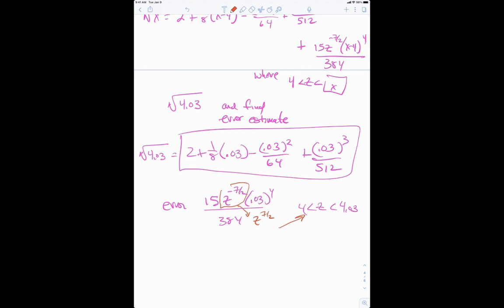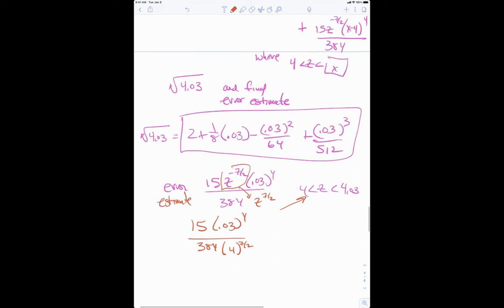So that's going to be 4. So the error is going to be 15 times 0.03 to the fourth, oh, this is called an error estimate, over 384 times 4 to the 7/2, whatever that is. Just dump that on our calculator, and that would be our error. Okay. So you're going to see 4 or 5 problems like this. You have to do the first setup, then you've got to use it to approximate. Find the error. It's the next term, and you make the next term as big as possible.